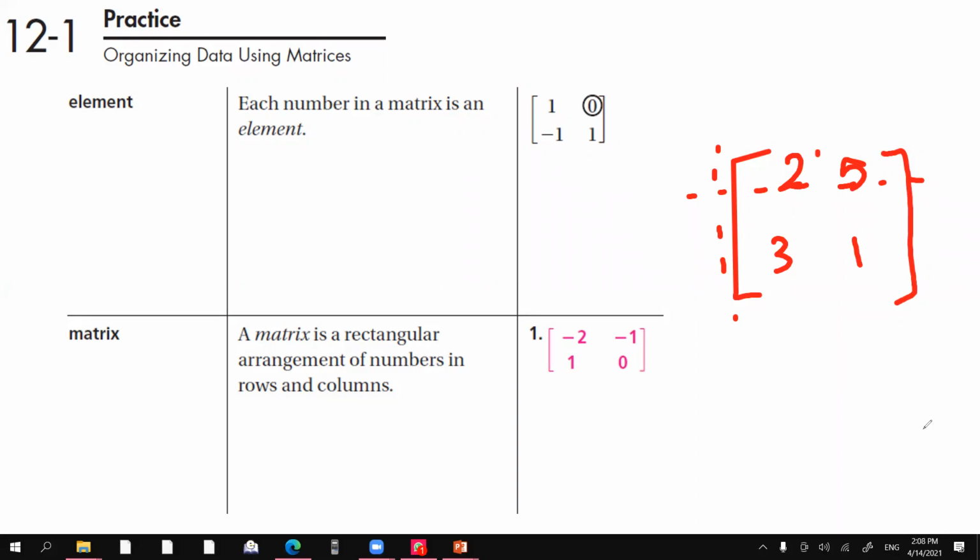Now, each number in a matrix we call an element. And with matrices, it's like numbers: we can add, subtract, multiply, and divide. In multiplication, we have scalar multiplication and dot multiplication. In this class, we will talk about the scalar. Later on, inshallah, in grade 10, you will talk about how to multiply two matrices with each other.